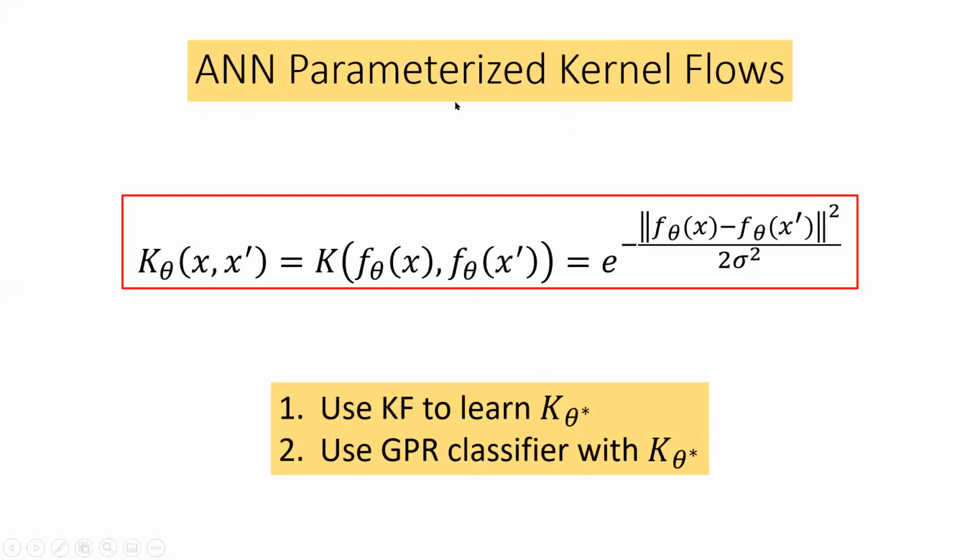The first method of applying kernel flows to ANNs looks like this, where we define a parametric family of kernels that is the composition of the Gaussian RBF kernel with the output of a network with parameters theta. We can use kernel flows to learn the optimal parameter, and then we use Gaussian process classification to make a classifier with this learned kernel.